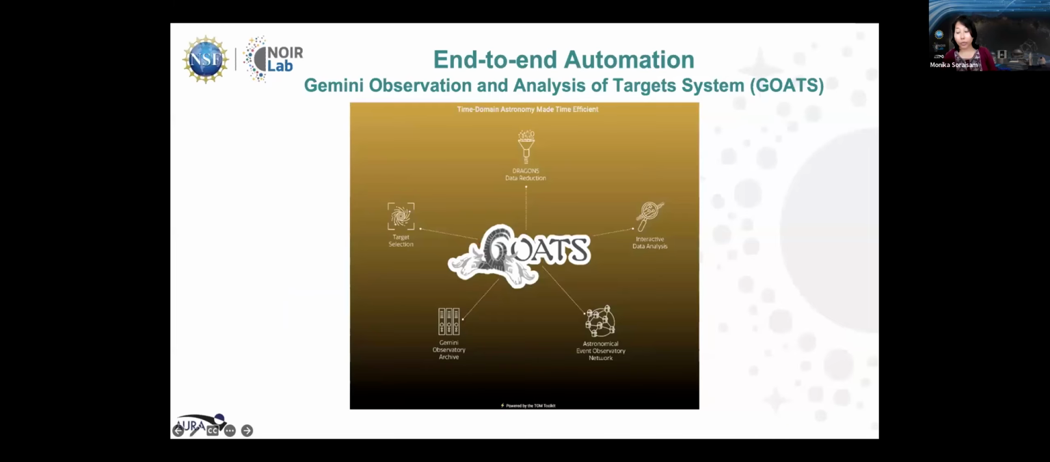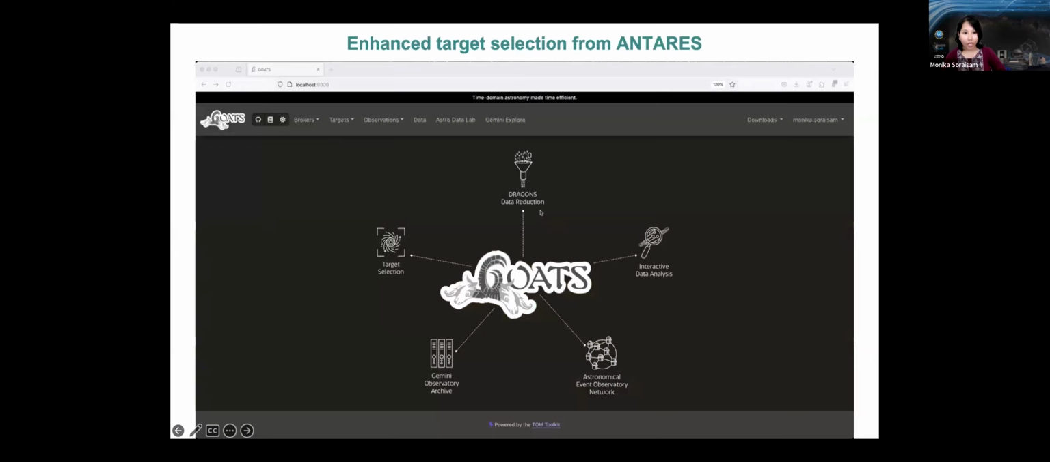and that stands for Gemini Observation and Analysis of Targets System. It's basically a fully assembled target and observation manager that a user can run out of the box. The goal here is to make Gemini follow-up more efficient and thus lower the entry barrier for the user community. In the next few slides, I'll show a few demo movies highlighting the capabilities of GOATS.